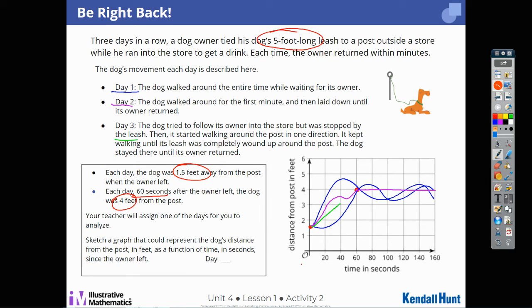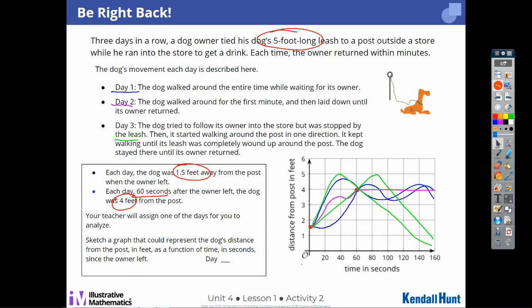So maybe he followed the owner and then hit the leash, and then he walked around in a circle until he ran out of leash. So walking around in a circle, he's going to slowly lose distance between him and the post, and then he would lay down. Okay, so it could look any of those things. Yours might have went up more quickly and then went down. It doesn't really matter because we don't have any specific times other than 0 and 1.5 feet and 60 seconds and 4 feet. Okay. Another thing I want to look at.